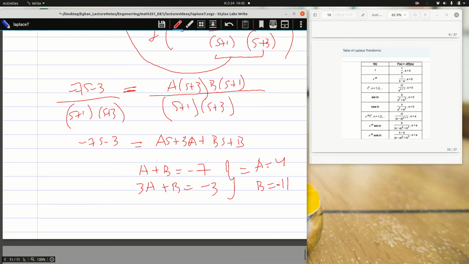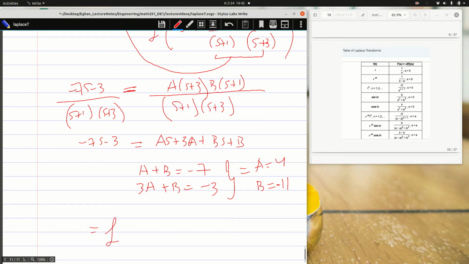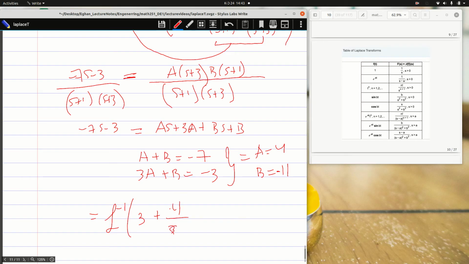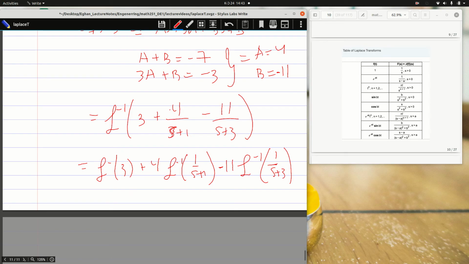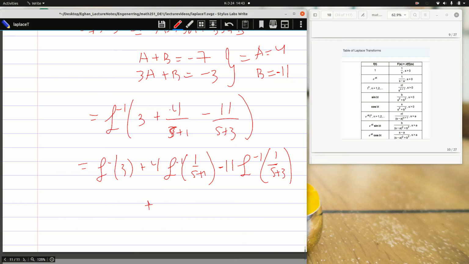It means that finally I can represent this as Laplace inverse of 3 plus 4 on s plus 1, a is 4, and b is negative 11 on s plus 3. Now over to you. What is Laplace inverse of 3? If I bring my constant 4 out, what is Laplace inverse of 1 over s plus 1? If I take my negative 11 as a constant out, what is this one? Are these ones exponentials? Are they t to the power n? Are they cos or sines? You agree with me that it is exponential: e to the negative t, e to the negative 3t. That's the only way to get the positive signs. Now the last thing is, what is the inverse of 3? Do we know this? Kindly find out.